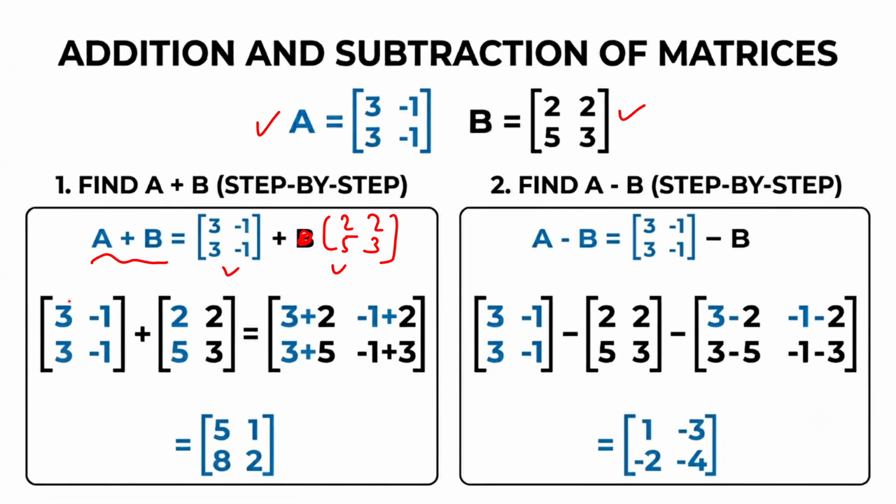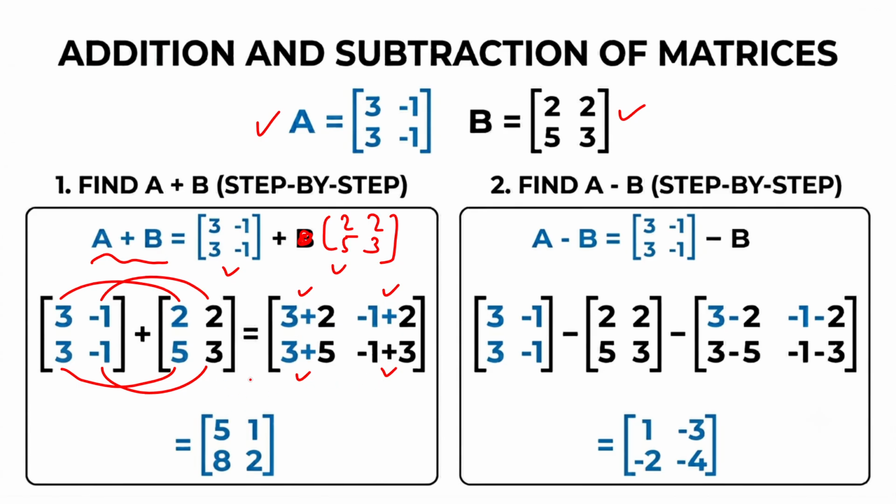Now while adding or subtracting matrices, what you have to consider: you have to add the first element of A matrix with the first element of B matrix, that is 3 plus 2. Similarly, the second element will add with the second element of B matrix, means minus 1 plus 2. Then add the third element with the third element of B matrix, means 3 plus 5. And finally the last element adds with the last element, that is minus 1 plus 3.